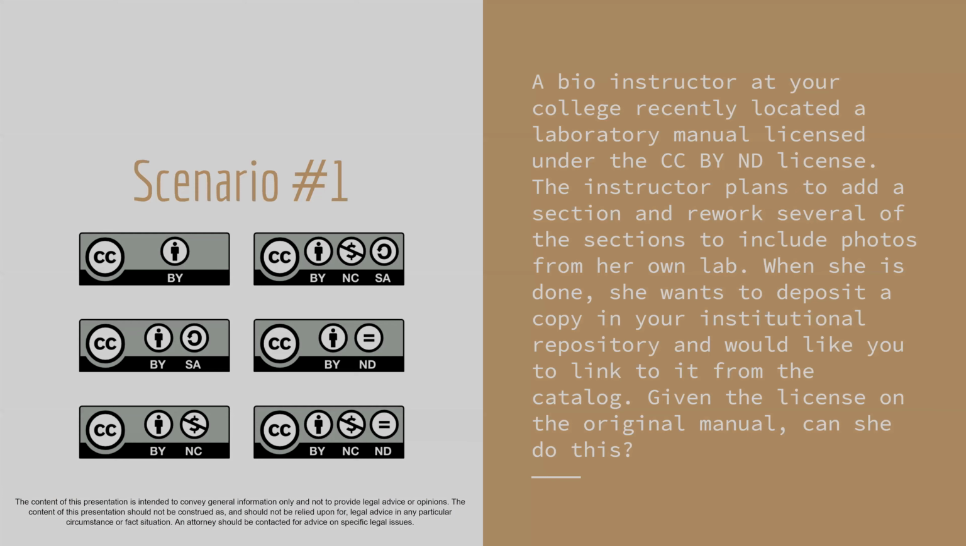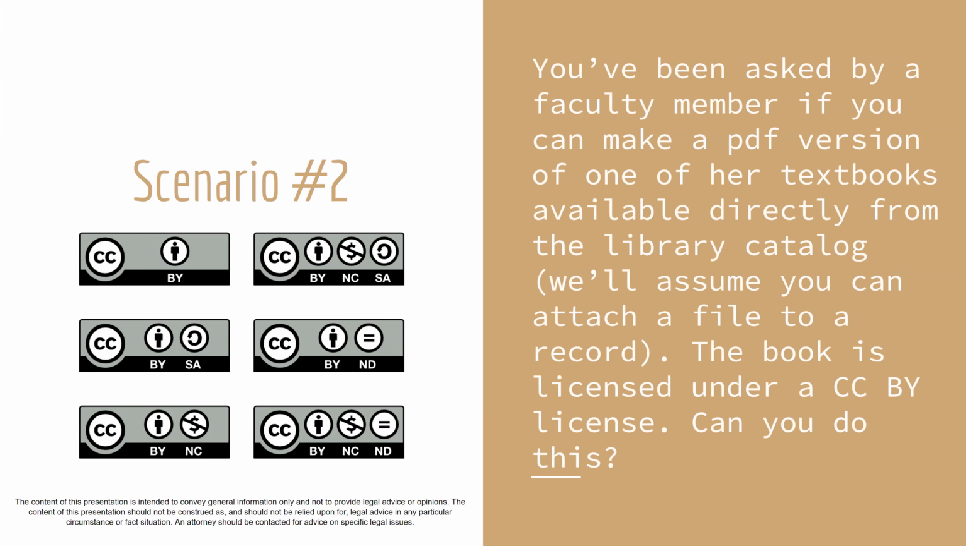Then scenario number 2. You've been asked by a faculty member if you can make a PDF version of one of her textbooks available directly from the library catalog. We'll assume you can attach a file to a record. The book is licensed under a CC BY license. Can you do this? Once again, put your answer in the chat and maybe why you arrived at that decision.